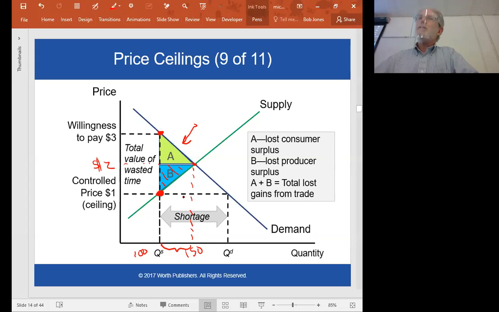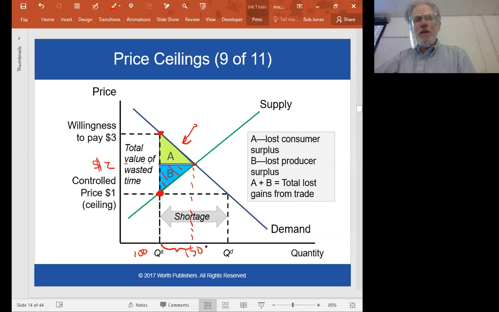Now the consumers, they're not looking at the graph. They're not thinking through all of the effects. The consumers are thinking, well, I'm having to wait a long time to get the gas and I can't get as much as I want, but at least I'm able to buy some at a low price. So the consumers are thinking the controls help them. The consumers don't realize, in many cases, that if the price were allowed to go up, they wouldn't have to wait in line and they would be able to get a lot more gas.